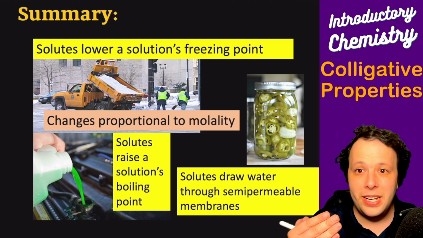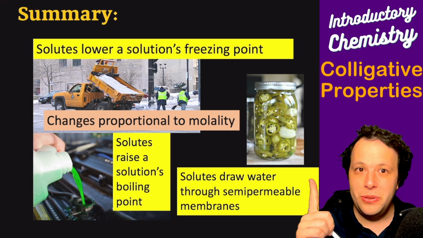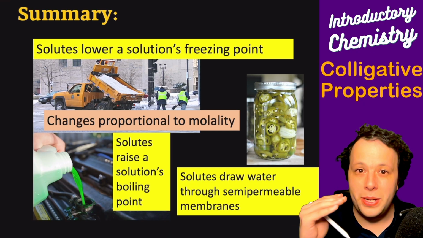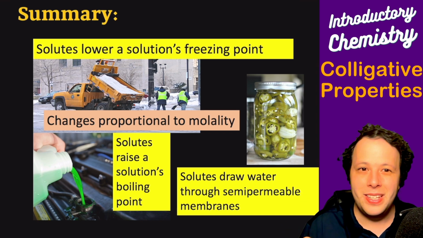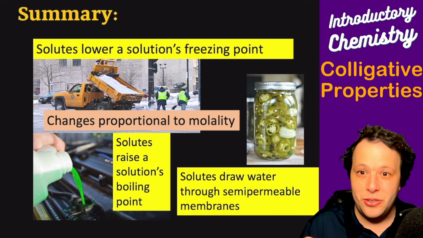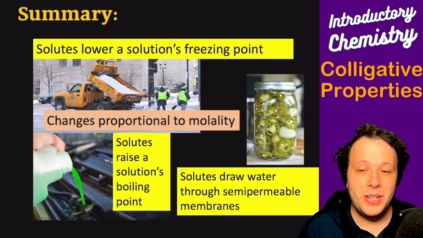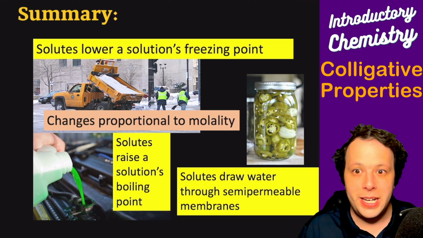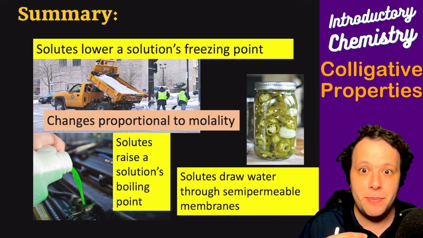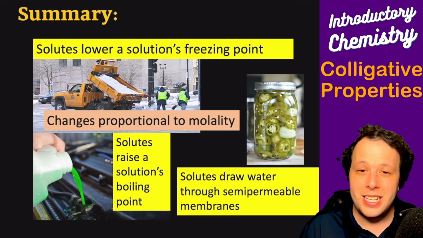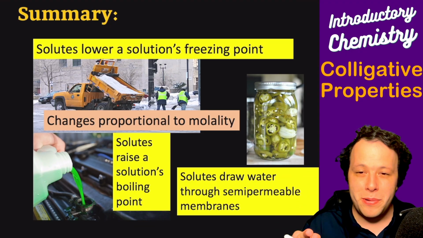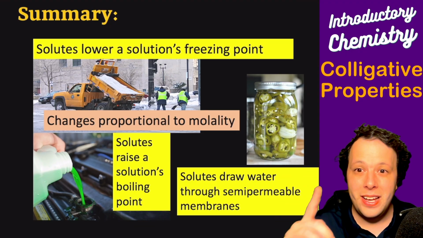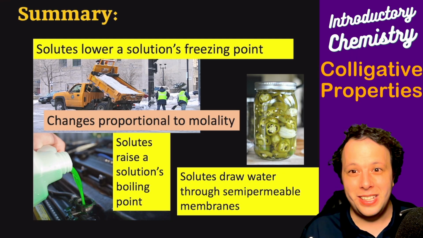Now, when we're looking at what properties it has, the solute will lower the solution's freezing point, so we can have freezing point depression. Now, like I said, that's proportional to molality. Your solute can also raise the solution's boiling point, so that's why we add antifreeze. That way it helps prevent your car from overheating and can also prevent it from freezing up as well. And then the last one is that solutes can draw water through membranes, meaning pickling, right? So pickling or antifreeze or any of these. So you have freezing point depression, boiling point elevation, and osmosis. And that's what you need to know for colligative properties.